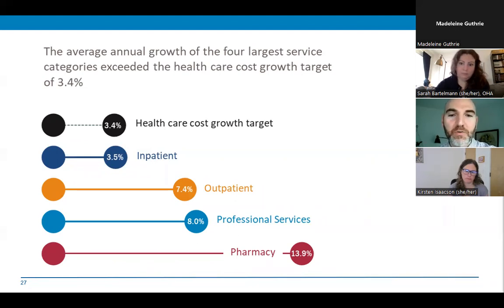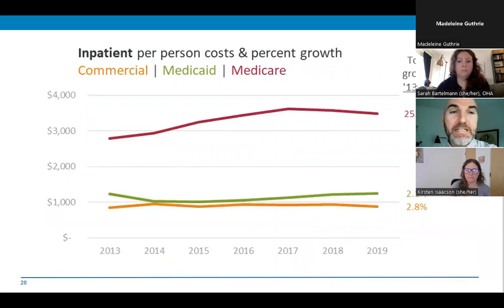This is annual. This isn't cumulative. So per year, pharmacy was growing almost 14% every year. Professional services 8%, 7.4% for outpatient. And inpatient, although the lowest at 3.5%, still exceeded the healthcare cost growth target. So it's easy for pharmacy to steal the show, but it's important to note every service category exceeded the target that we're now working with, 3.4%. Now that target wasn't in effect, but for comparison, we can use it. Let's go to the next slide. Okay, so let's dig into each service category.